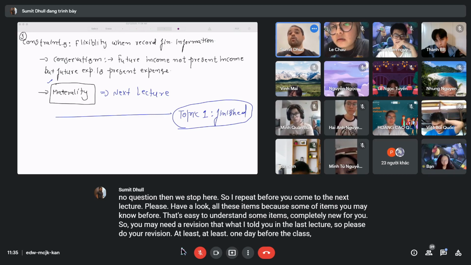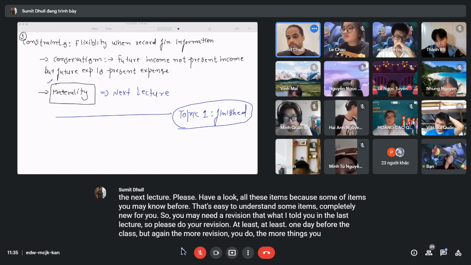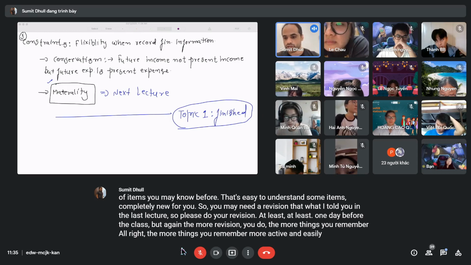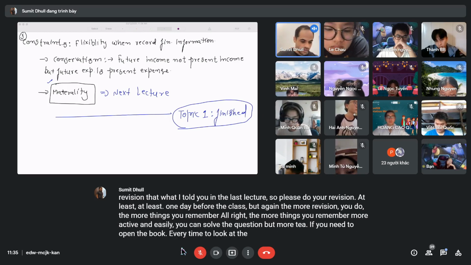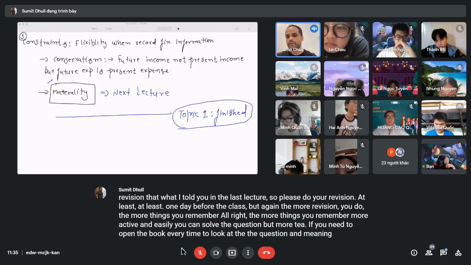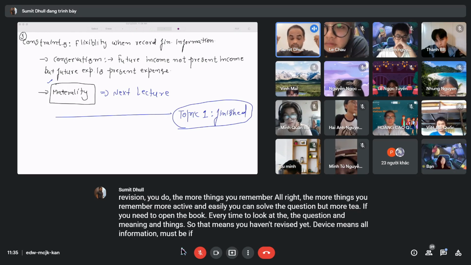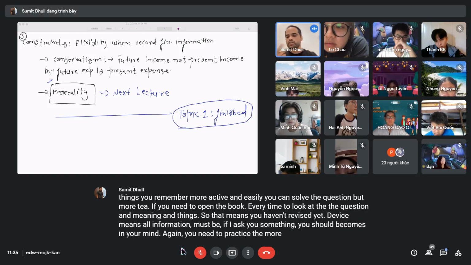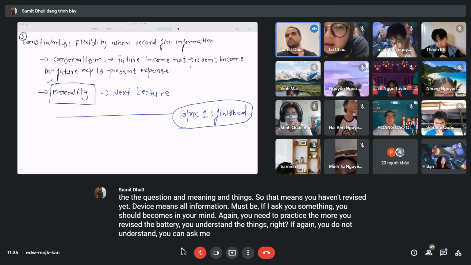But again, the more revision you do, the more things you remember. The more things you remember, the more actively and easily you can solve the question. But if you need to open the book every time to look at the question and meaning, that means you haven't revised yet. Revise means all information must be in your mind. If I ask you something, it should come to your mind. Again, you need practice. The more you revise, the better you understand the things. If you still do not understand, you can ask me tomorrow or send me an email today.